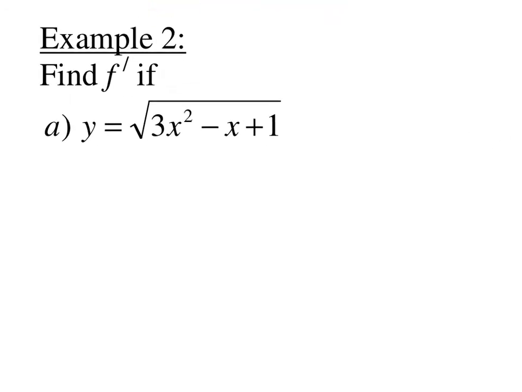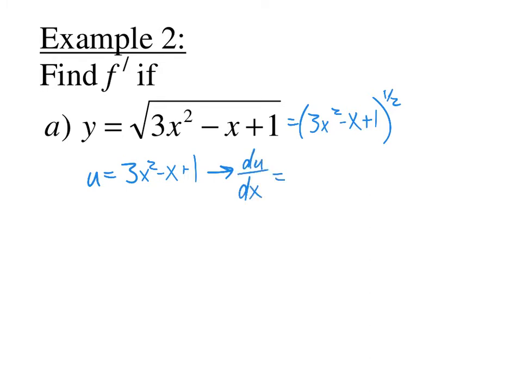Okay? So let's see, with this one here, what are we going to do first? You rewrite this to the half power. Yeah, we could do that. 3x squared minus x plus 1 to the 1/2 power. Okay, good. So what's u? 3x squared minus x plus 1. Okay. u is 3x squared minus x plus 1. So that means du/dx is 6x minus 1. 6x minus 1. Good.